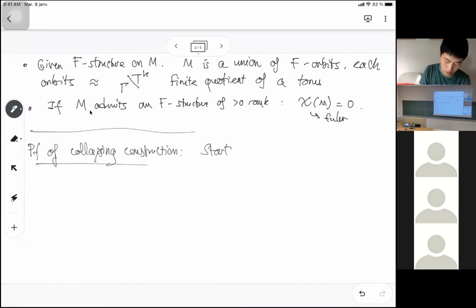First of all, and maybe I forgot to mention that last time, but in the proof, you start with a metric that is invariant for the F structure.